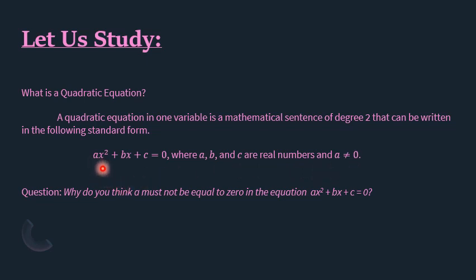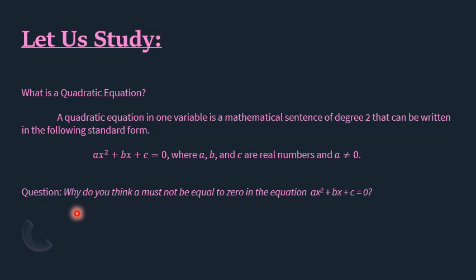So, mao ni siya ang a, ang b, ang c. Tapos kaning a, dili ni siya equal dapat sa 0. This is the question: why do you think a must not be equal to 0 in the equation ax squared plus bx plus c is equal to 0?